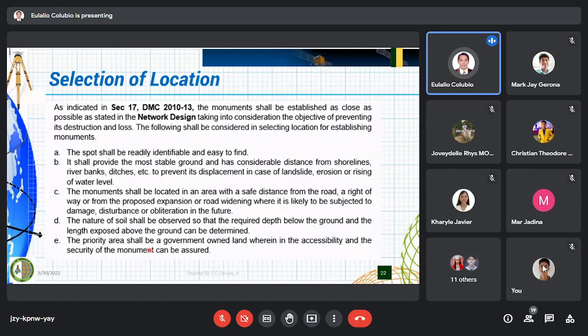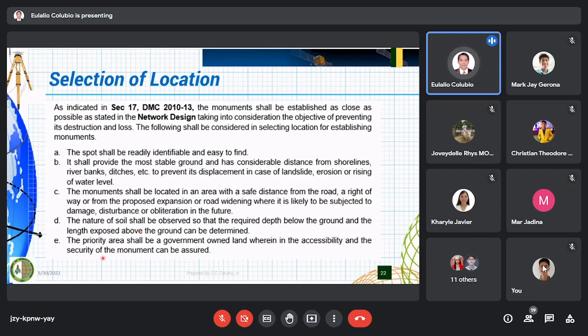The nature of soil shall be observed so that the required depth below the ground and the length exposed above the ground can be determined. Okay? So, dapat dili sandy ang imong soil nga butangan. Okay, dali man na siya ma-erode. Mas maayo og gahi, no?